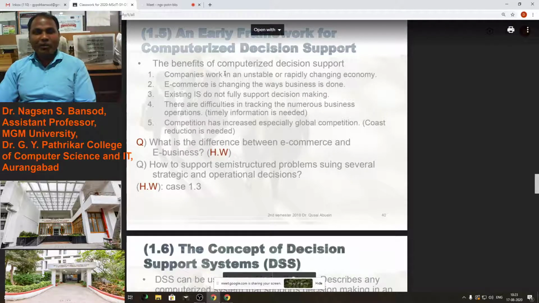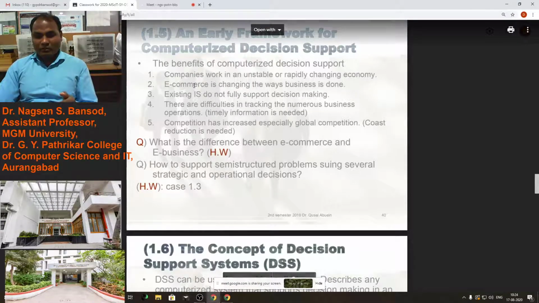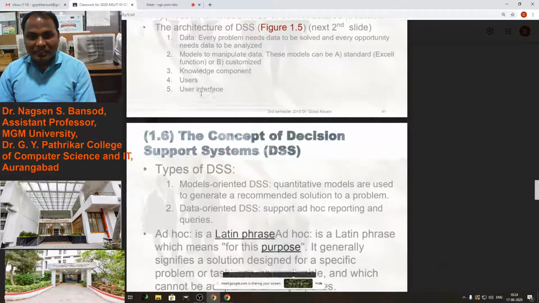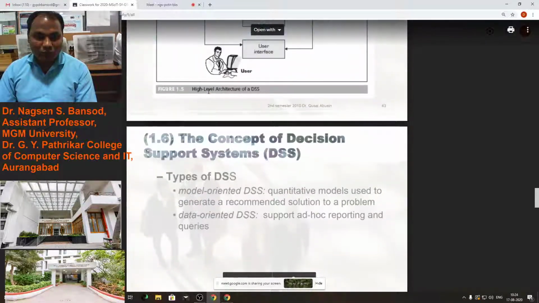The benefits of computerized decision support systems. There are various benefits of computerized decision support systems. The companies work in an unstable or rapidly changing economy. We will see these in the next lecture. I think there is another lecture for you.